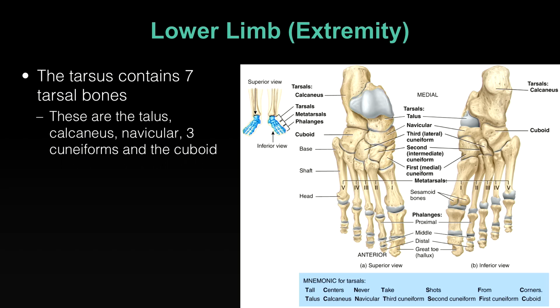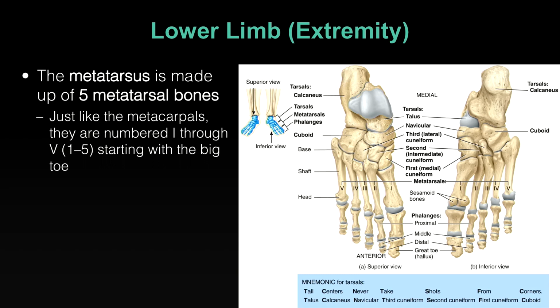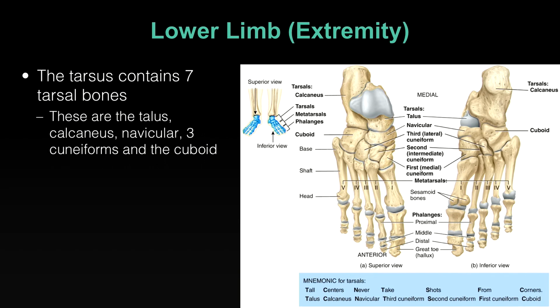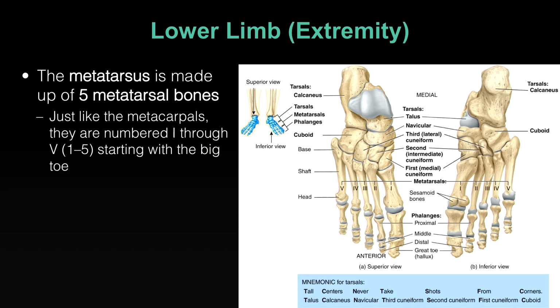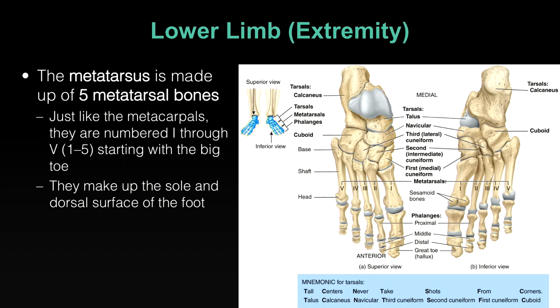Only there are 7 tarsals here and not 8 like in the hand. But I'm not going to ask you to remember all their names. All I want you to remember are talus, the point of articulation at the ankle with the tibia and the fibula, and the calcaneus, which is the heel tarsal. You don't need to remember the first, second, and third cuneiforms, the navicular bone, the cuboid. You don't need to remember those, just the talus and the calcaneus.